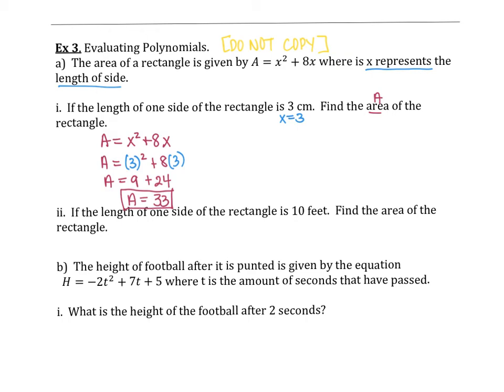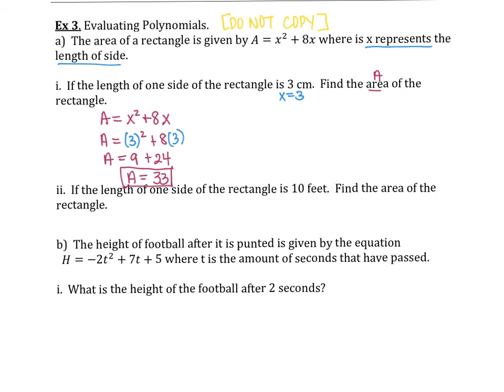Okay, so for the follow-up for this, it says if the length of one of the sides of the rectangle is 10 feet, find the area. Okay, so I'm going to do the same thing, except this time I'm going to say that x is, what's the length of this side? Here it is, 10 feet. So I'm going to make x equals 10. But I'm going to use the same equation to find A.